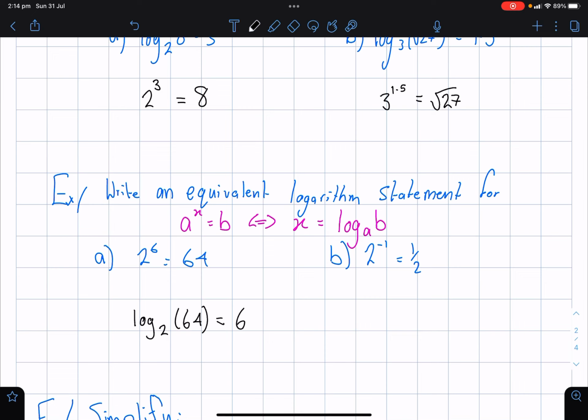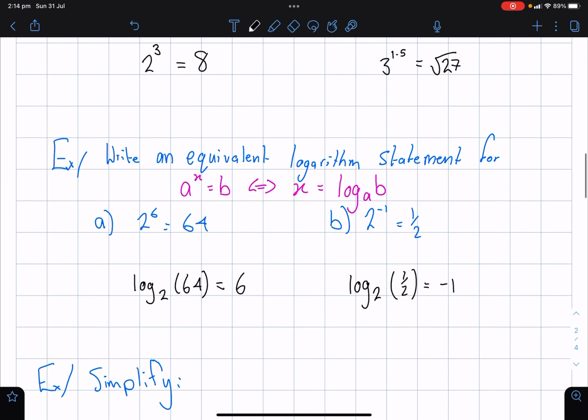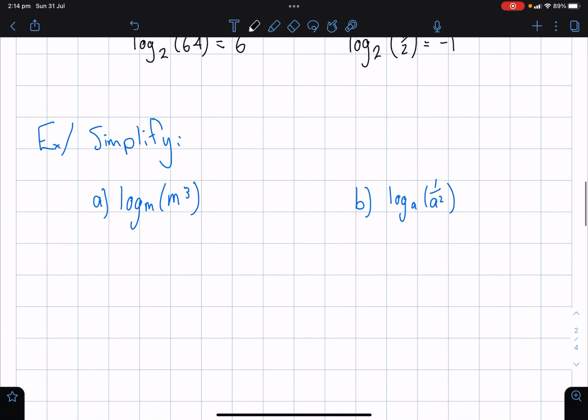Okay, same process here that we've got here. So 2 to the power of -1 equals a half. So I like to write log first. My base is again 2. And then we've got a half as my b value, and that has to be equal to my power, which is in fact -1. Okay, all right, so that's how you go from equivalent exponential statements to equivalent log statements. Okay, so you can flip between the two. It's really good to practice as well. Just another couple of examples.